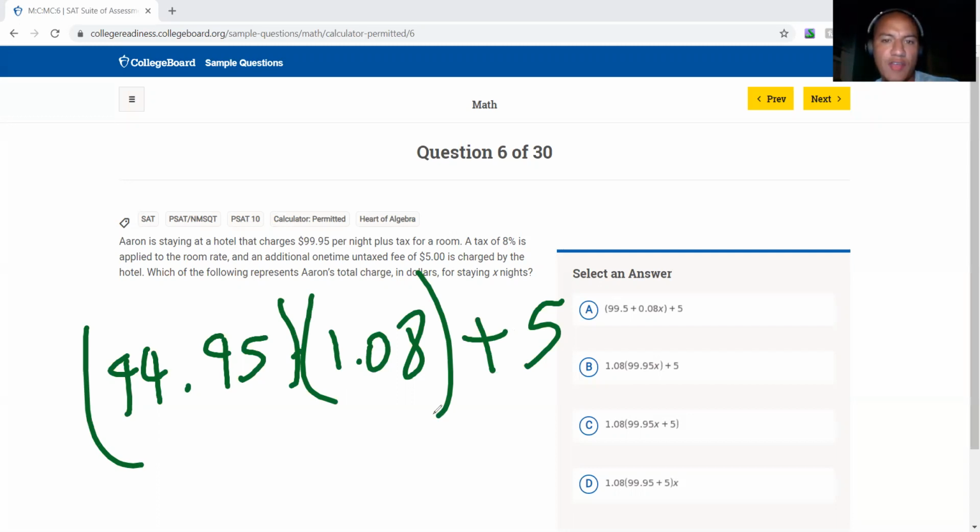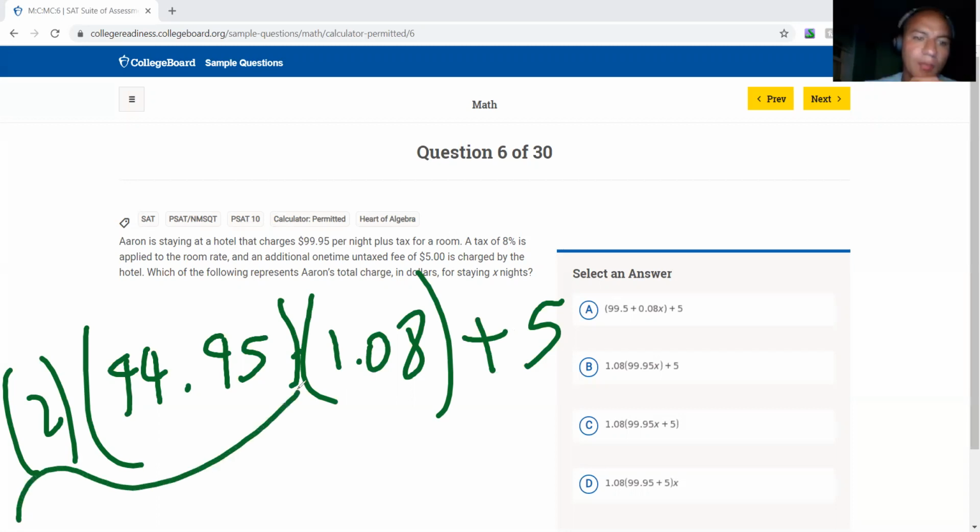And if you wanted to say 2 nights, well, that means that you would just multiply 99.95 times 2. Notice that the 1.08 remains the same because you're multiplying these numbers by the tax. You're getting taxed for both nights.